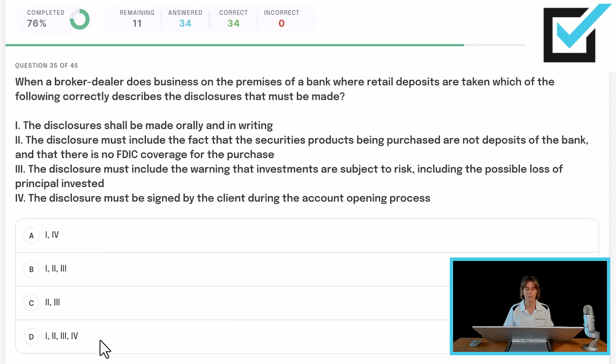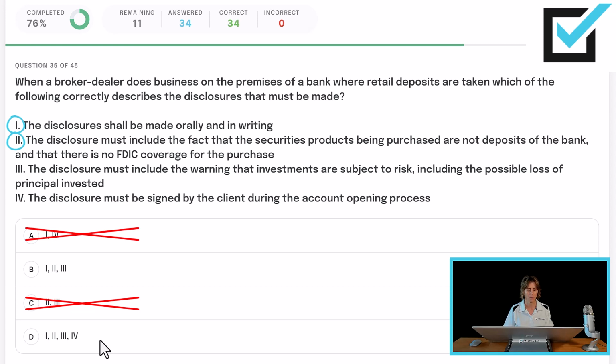When a broker-dealer does business on the premises of a bank where retail deposits are taken, which of the following correctly describes the disclosures that must be made? 1, the disclosures shall be made orally and in writing. That's true. So 1 is part of the correct answer. I can get rid of C. The disclosure must include the fact that the securities products being purchased are not deposits of the bank and that there is no FDIC coverage for the purchase. 1 is true and 2 is true. So I can get rid of A.